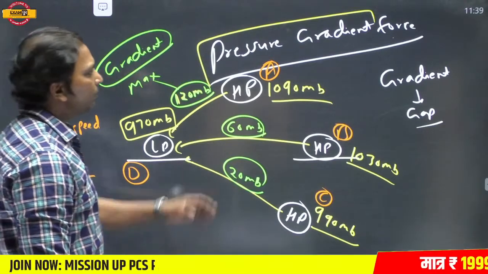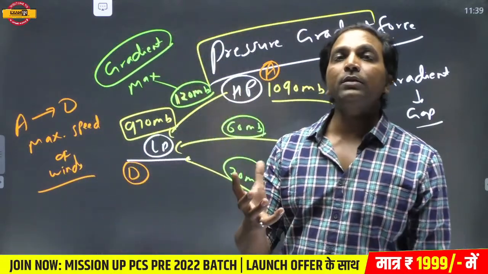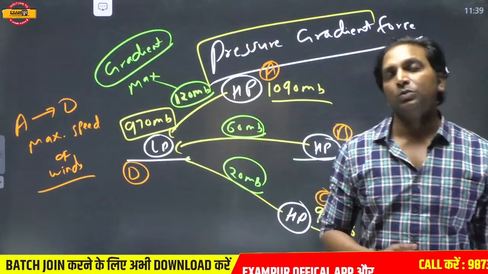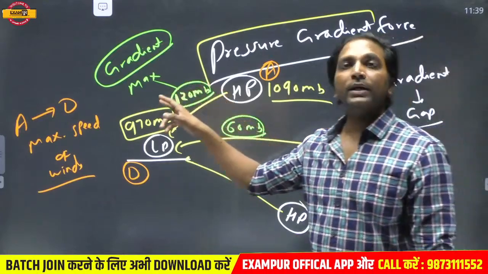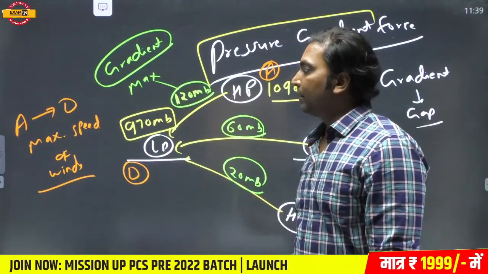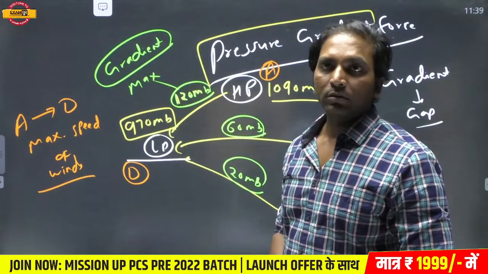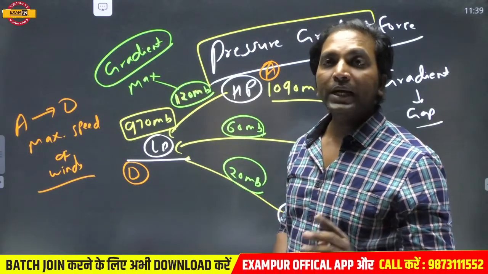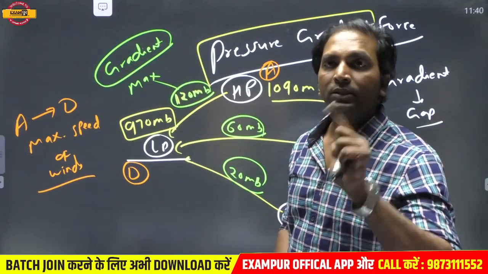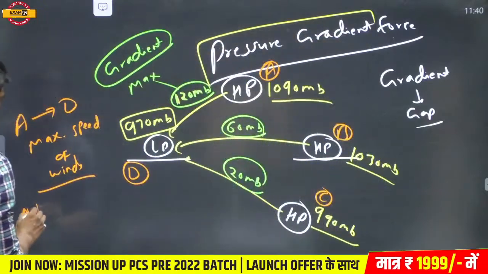So air moves fast in between these two pressure zones because the pressure gradient is so much higher between these two regions. So one more point you have to add in your notes: the speed of winds depends on pressure gradient force.